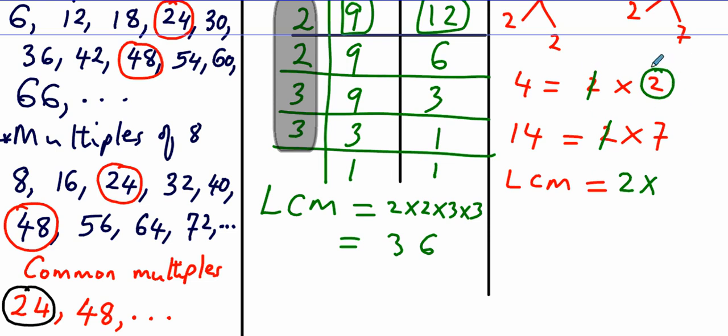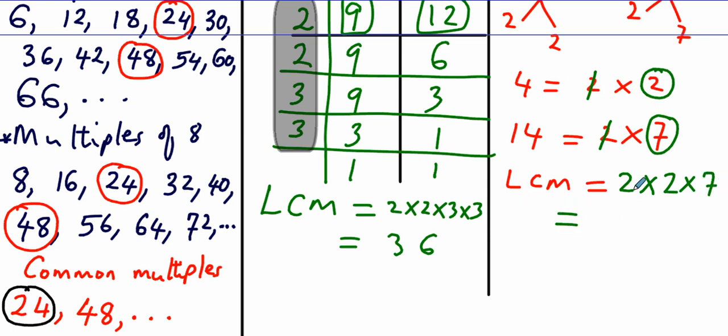So this 2 in the list of factors of 4 is not common. Why? Because we don't see any other 2 in 14. So you include it over here. Alright, so we don't have any other number remaining here. We go for numbers in here. We have 7. 7 is not common because we don't have 7 in 4. So put it over here.